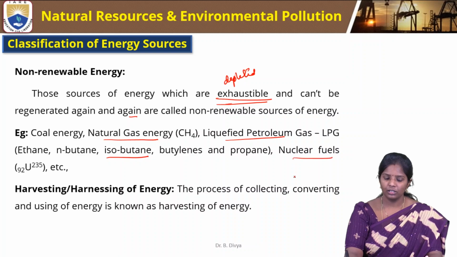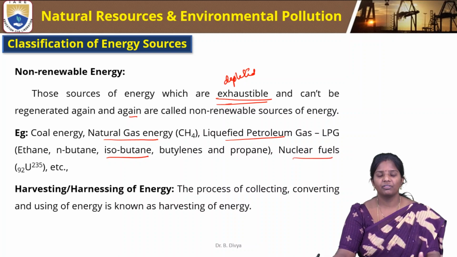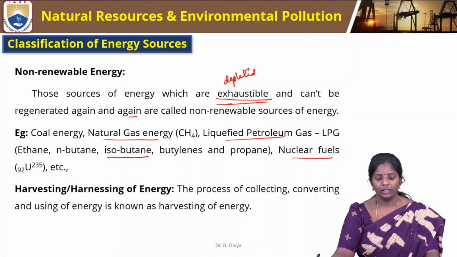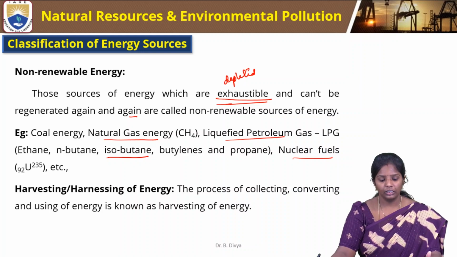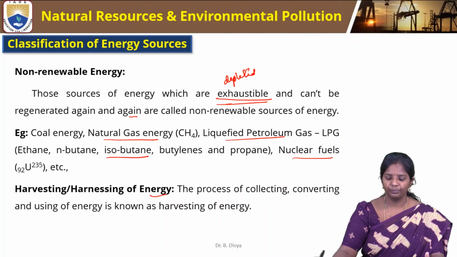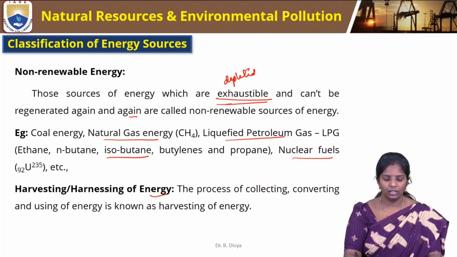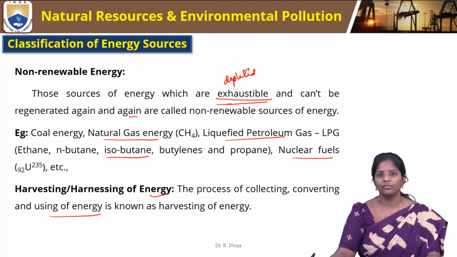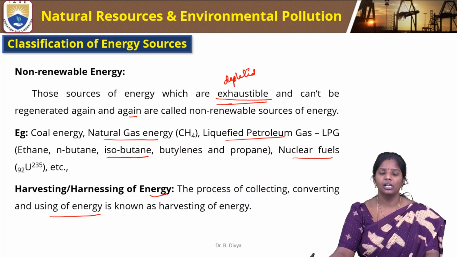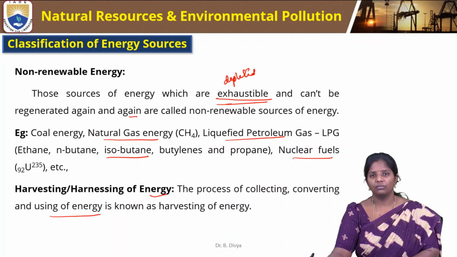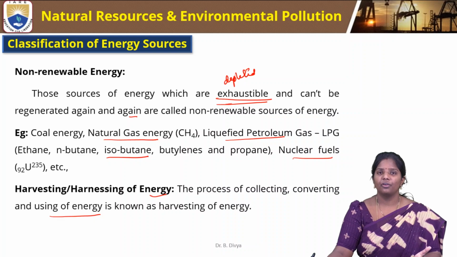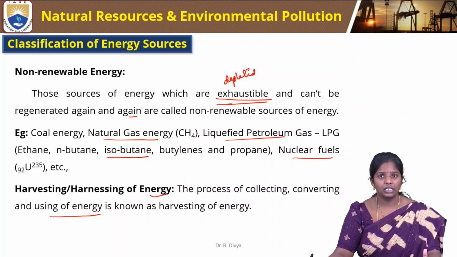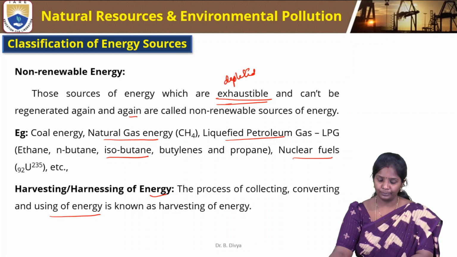Nuclear fuel is also another example that we generally use for space applications. Uranium is one of the fuels that we use. Then harnessing of energy. The process of collecting, converting and using energy is known as harvesting of energy. This is very useful in both renewable and non-renewable energy, wherein proper conversion of such energy into electricity is very important. Different fuel is very important so that we will not have any hazardous byproducts.